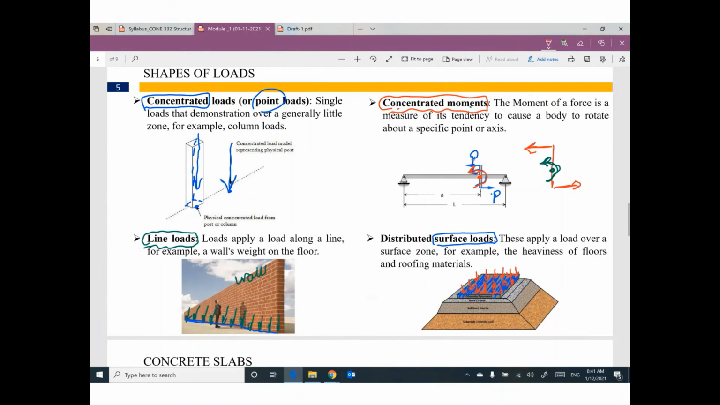So we have four different types of load or shapes of load. This load can be concentrated, only one point load. This load can be concentrated moment, looks like this, would like to rotate. This load can be line load, in your structure will be like this. Surface load will be like this, on area. The surface load must be on area, like this.